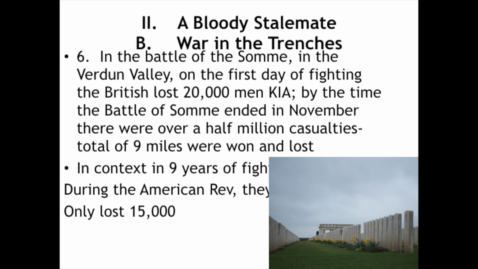On the first day of fighting, in this particular fight, the British would lose 20,000 men killed in action. That means they actually died in the first 12 hours of fighting, with another 37,000 men wounded or missing on the same day. By the time the Battle of Somme ended in November, there were over 500,000 casualties on the British side itself, over 1.2 million casualties on both sides, and a total of 9 miles were gained by the Allies.